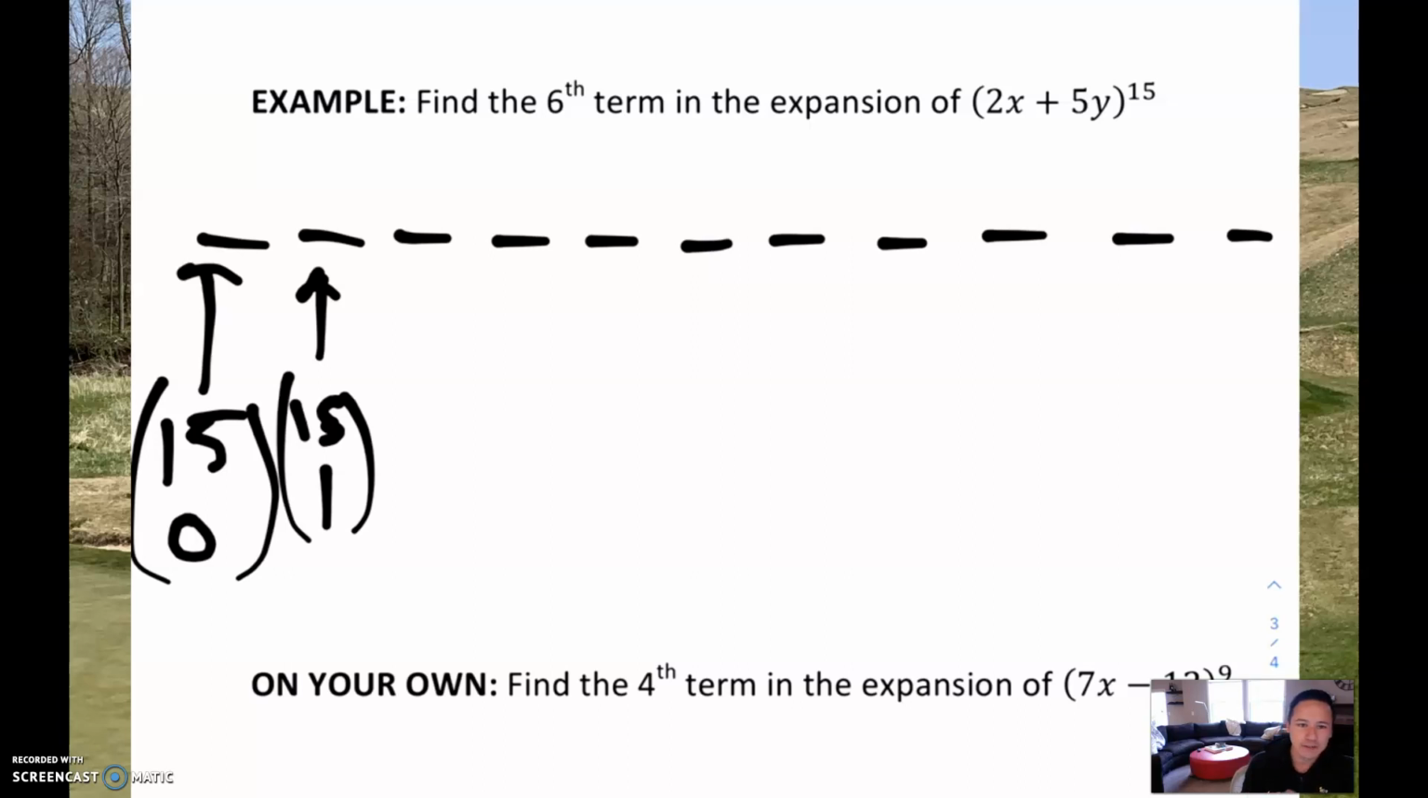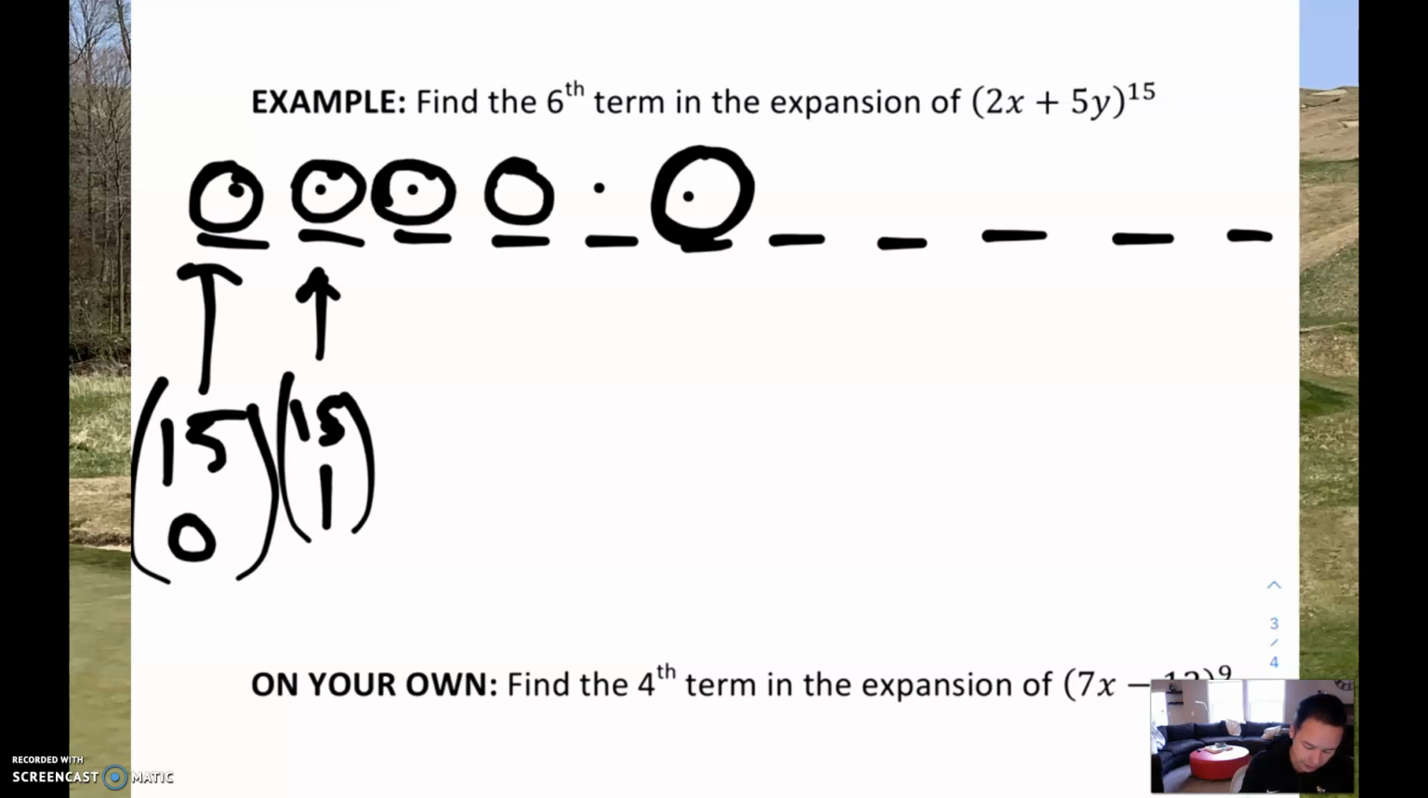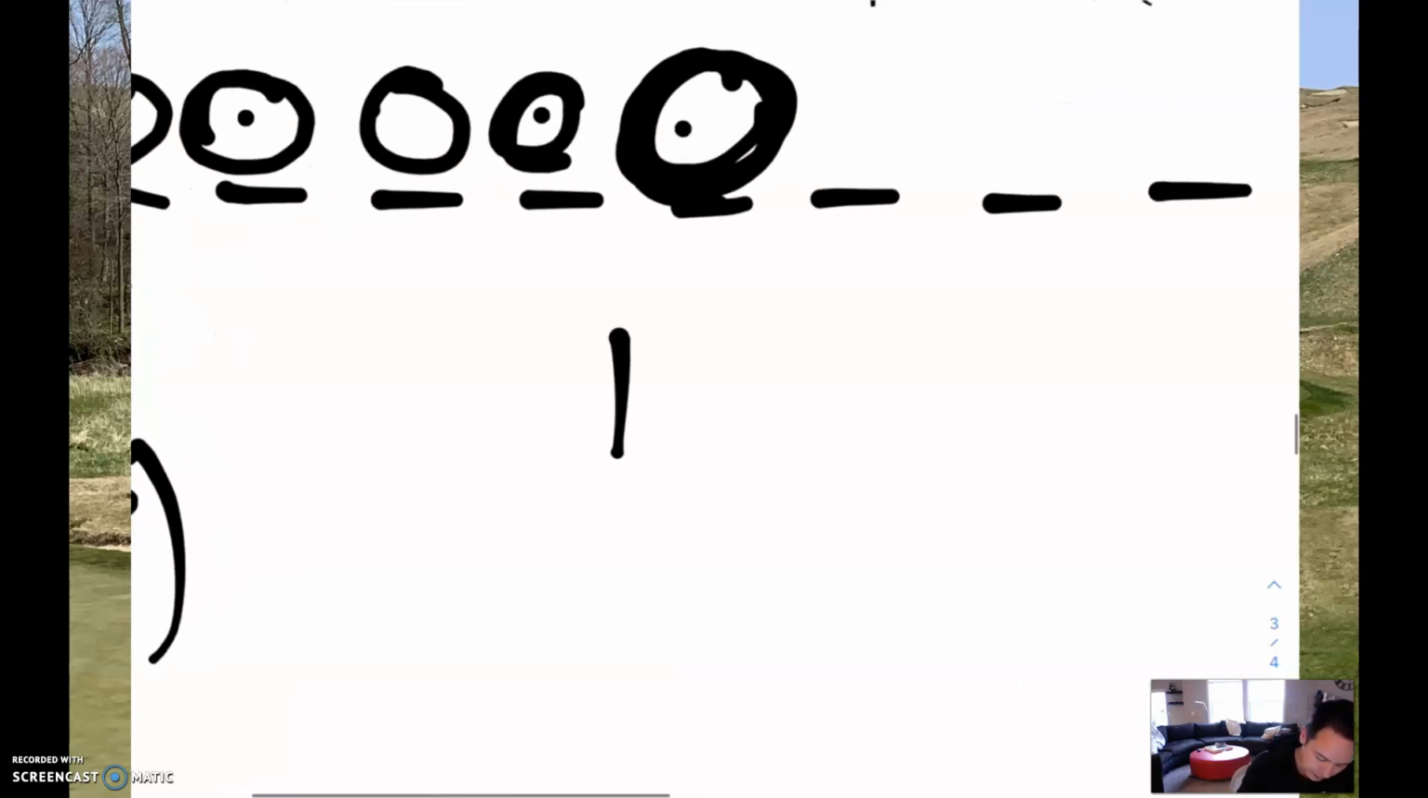The next one would be 15 choose 1, and so on and so on. If I'm trying to find the 6th term, that's 1, 2, 3, 4, 5, 6. That's this one right here that I'm trying to find. So this is 15 choose 0, 15 choose 1, 15 choose 2, 15 choose 3, 15 choose 4. This would be 15 choose 5. So that's going to be your Pascal number. To find the 6th term, we have to do 15 choose 5.